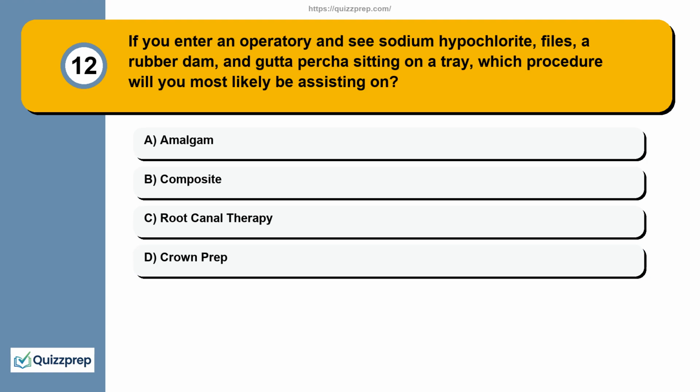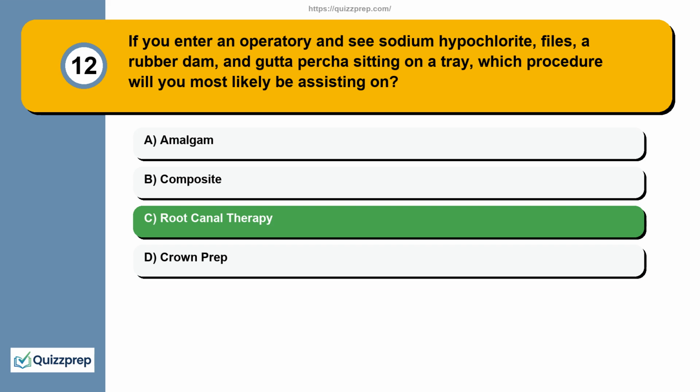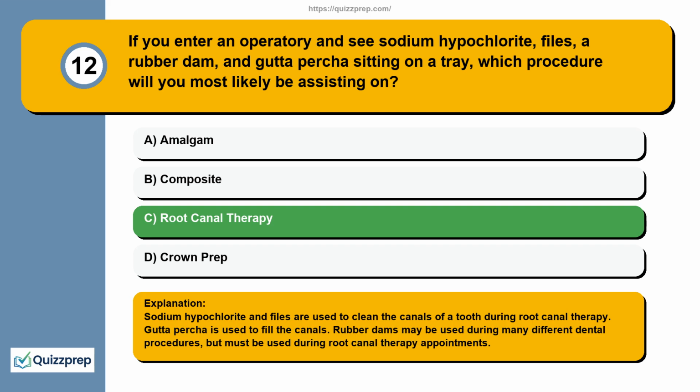Question 12. If you enter an operatory and see sodium hypochlorite, files, a rubber dam, and gutta percha sitting on a tray, which procedure will you most likely be assisting on? Amalgam, composite, root canal therapy, crown prep. Sodium hypochlorite and files are used to clean the canals of a tooth during root canal therapy. Gutta percha is used to fill the canals. Rubber dams may be used during many different dental procedures, but must be used during root canal therapy appointments.